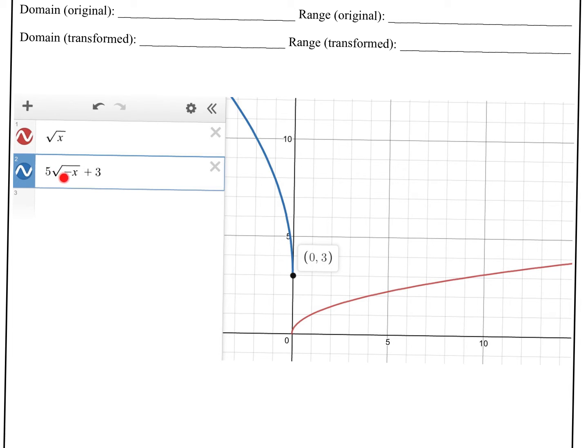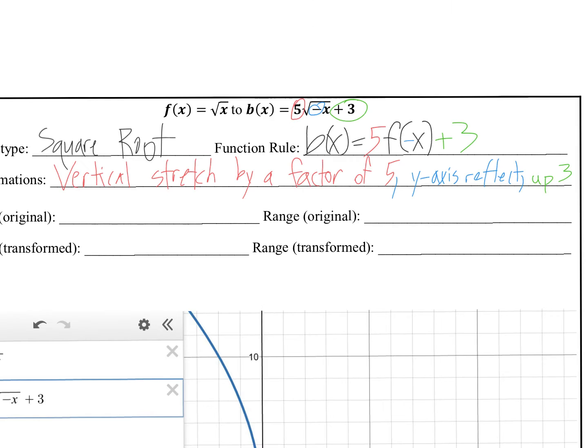If that 5 were multiplied on the inside, where that negative is, then you would call it a horizontal compression. But the negative on the x makes it reflect across the y-axis, because you can see it was going right, now it's going to the left. And then the plus 3, here it looks like it starts at (0, 0), and then it translated up 3 units. So when in doubt, graph it out.